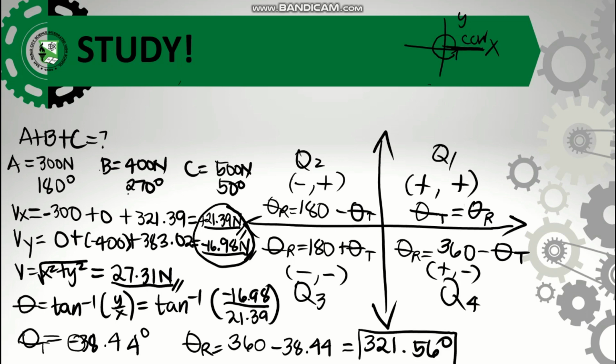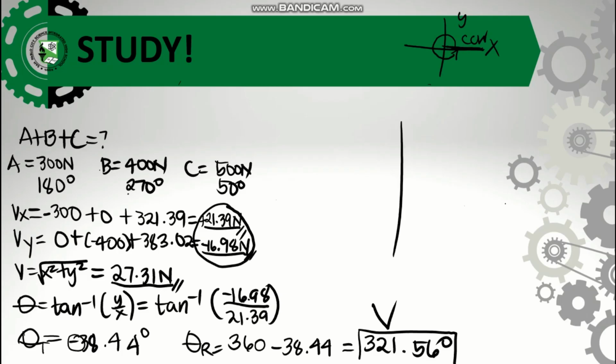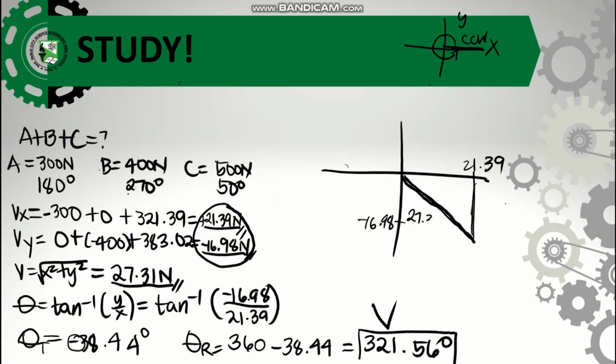and then direct minus from 360 and that will have 321.56 degree. So, let's check. Halimbawa, ipa-plot natin yung ating x and y coordinates. Makikita nyo yung 21.39 and then yung 16.98. Kung mapapansin nyo, pag ginrap natin siya, yung nasa loob talaga, which is clockwise rotation, is 38.44. That's why, tama na negative siya.